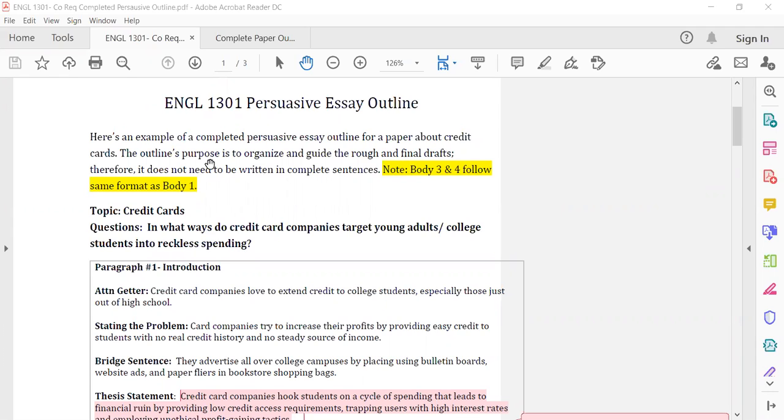Please note that it tells you the purpose is to organize and guide you through your rough draft and your final draft. This does not need to be written in complete sentences, but as you know, the more that you put on here, the better your paper will be. Now, there may have been some confusion about the difference between an outline and the actual final copy of your paper or rough drafts of your paper.